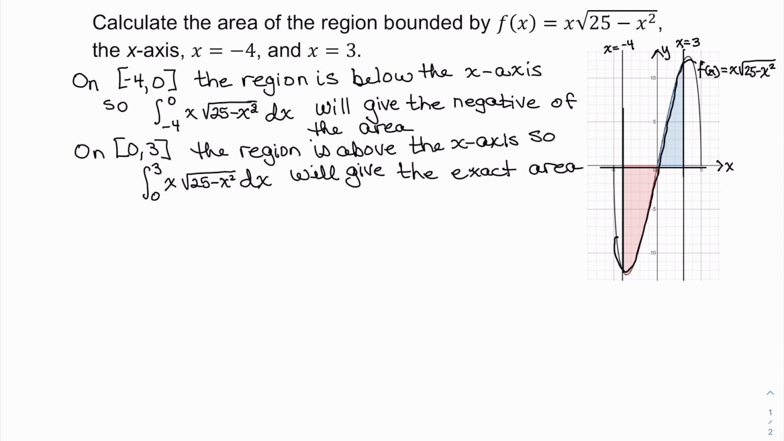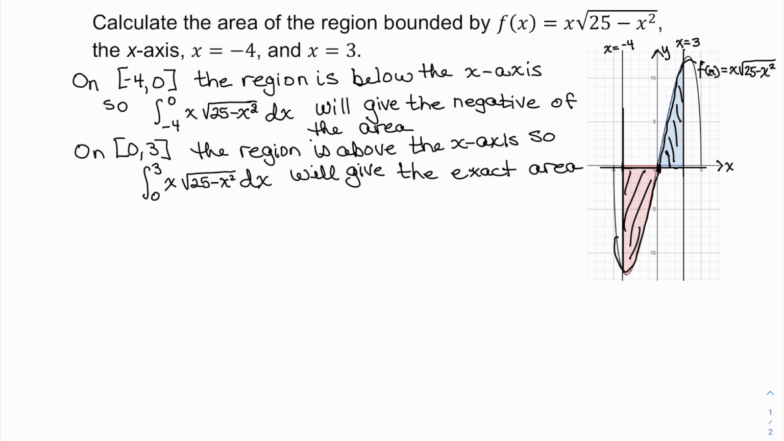Now if you notice from the picture, over the interval from an x value of -4 to an x value of 3, the region caught between those graphs is below the x-axis. So the definite integral there will come out negative, and we'll need to take the negative of that negative number to get our positive value that will represent area. Over the interval from 0 to 3, the region is above the x-axis. So there the definite integral will be the same as the area.